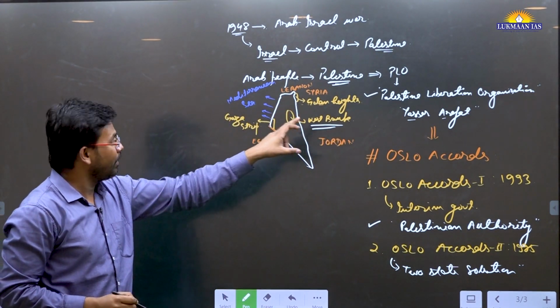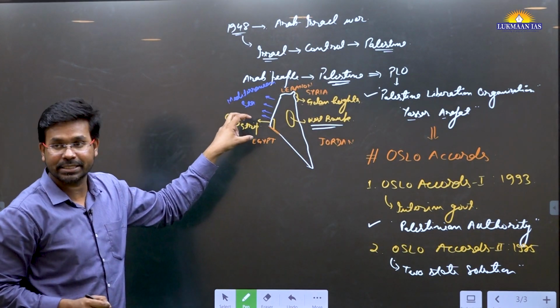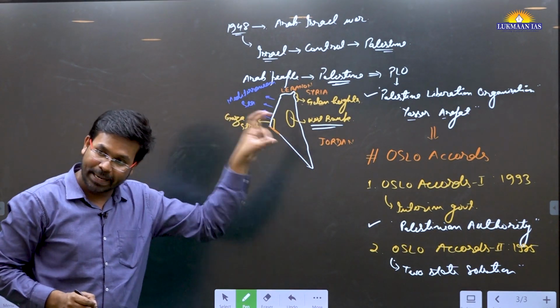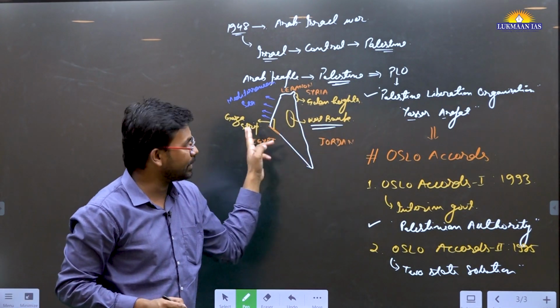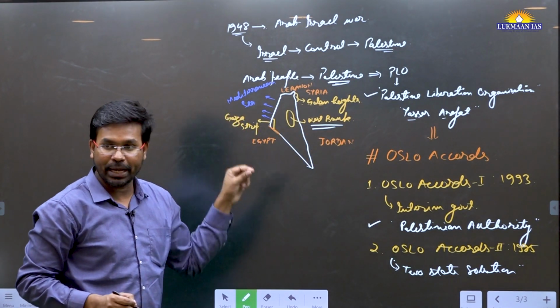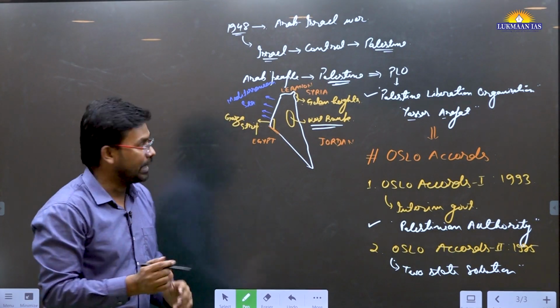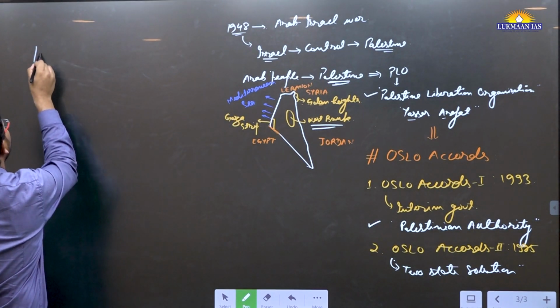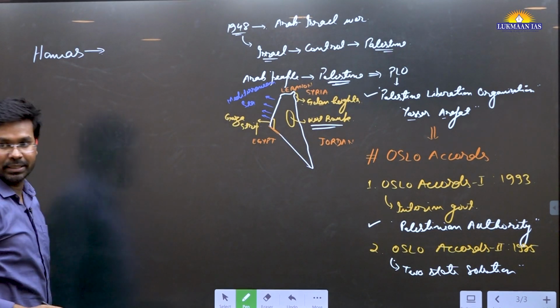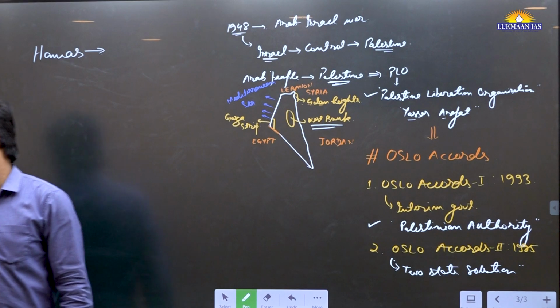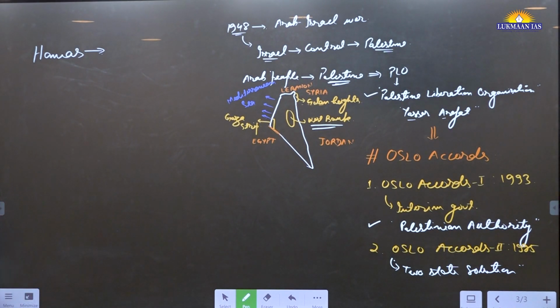But in this particular region that we see, the Gaza Strip, there were Palestinian people. Over here also they have representation. But over here, a new group emerged. The name of that new group was Hamas. Hamas means Islamic Resistance Movement.